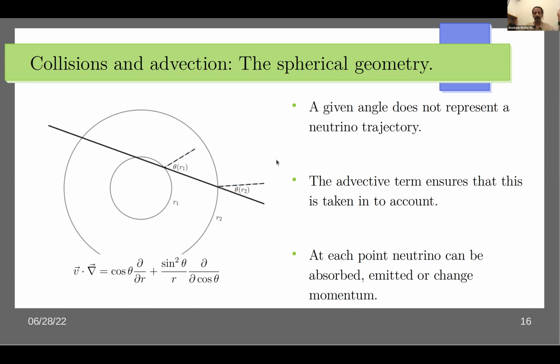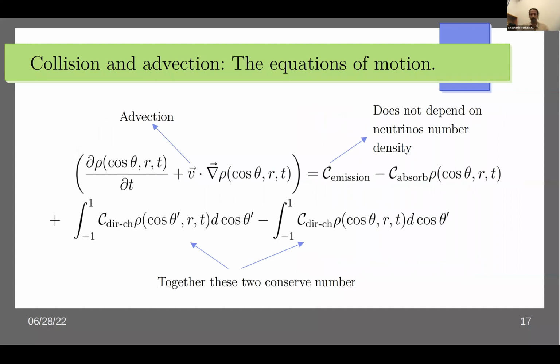So we have to take this into account. If we take this into account, the equation of motion looks something like this. So let me explain each of the terms. This left-hand side of the equation is the total time derivative, which includes the partial time derivative and the advection term. On the right-hand side, we have the emission term, which does not depend on the neutrino number density. And we have an absorption term, which is proportional to the neutrino number density. And these two terms together form the direction changing term. So by construction, these two terms together conserve the neutrino number density.